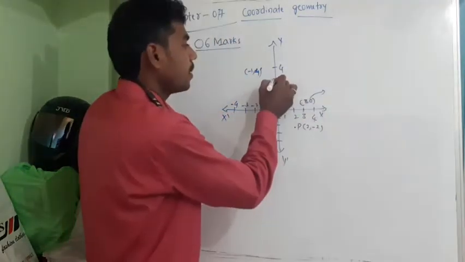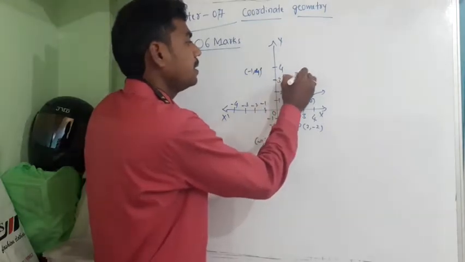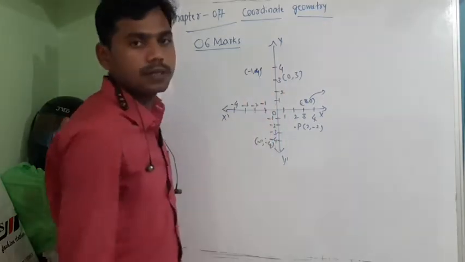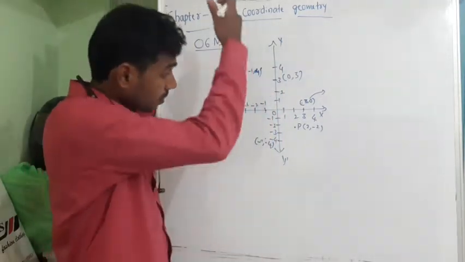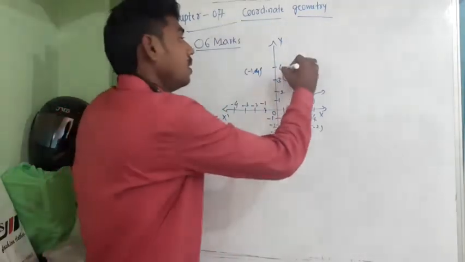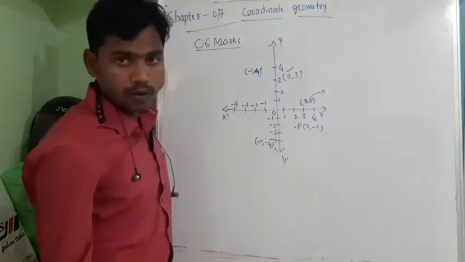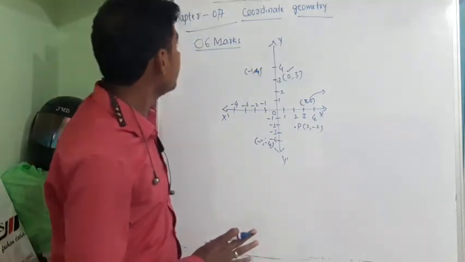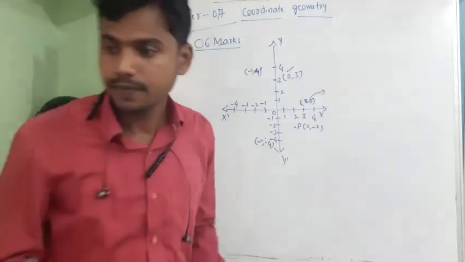On the y-axis, suppose here, how am I going to represent it? 0 comma 3. What are the coordinates for this particular point? That is 0 comma 3. So on the y-axis, the x coordinate will be equal to 0. This basic idea you have. Yes. So with this basic idea, wait.